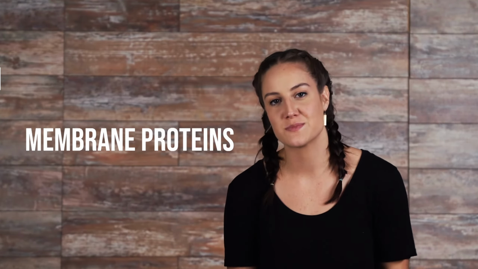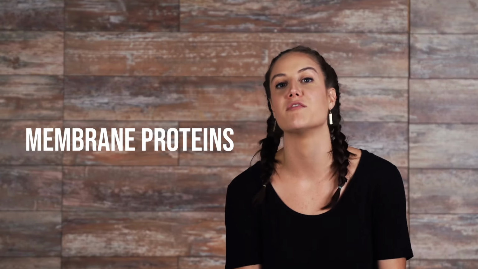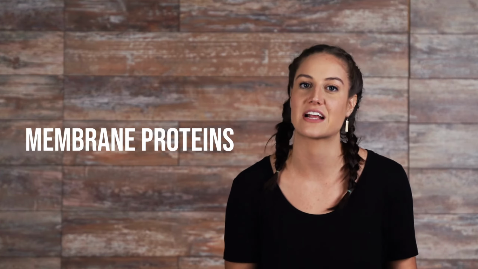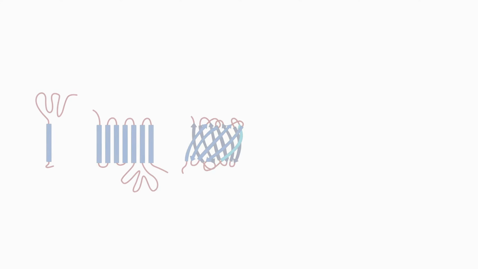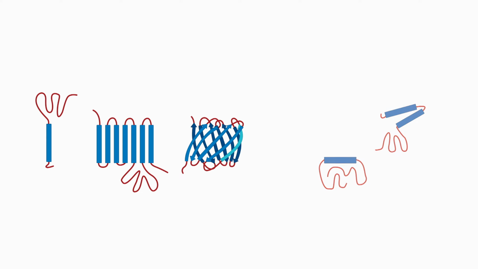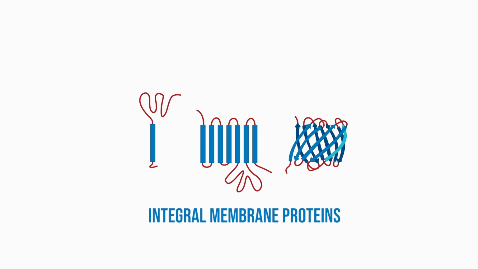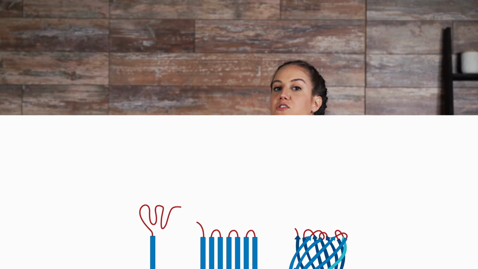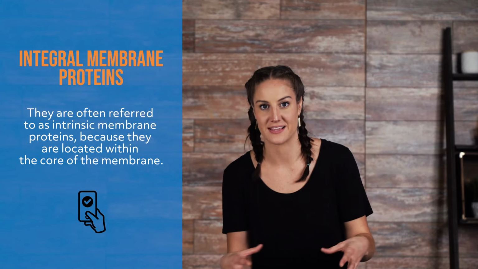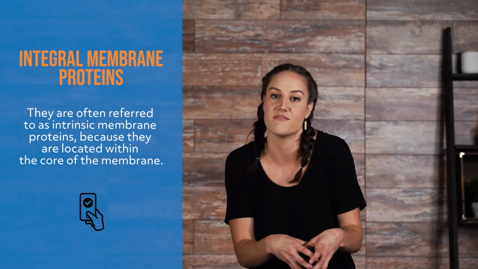Membrane proteins, like their name suggests, are the proteins that are part of biomembranes or proteins that are interactive with biomembranes. There are 2 types of membrane proteins: integral membrane proteins and peripheral membrane proteins. Integral membrane proteins are the proteins that are permanently integrated within the membrane. They are often referred to as intrinsic membrane proteins because they are located within the core of the membrane. They are able to permanently attach to the membrane due to their hydrophobic side chains. Most integral proteins spread across the entire membrane.